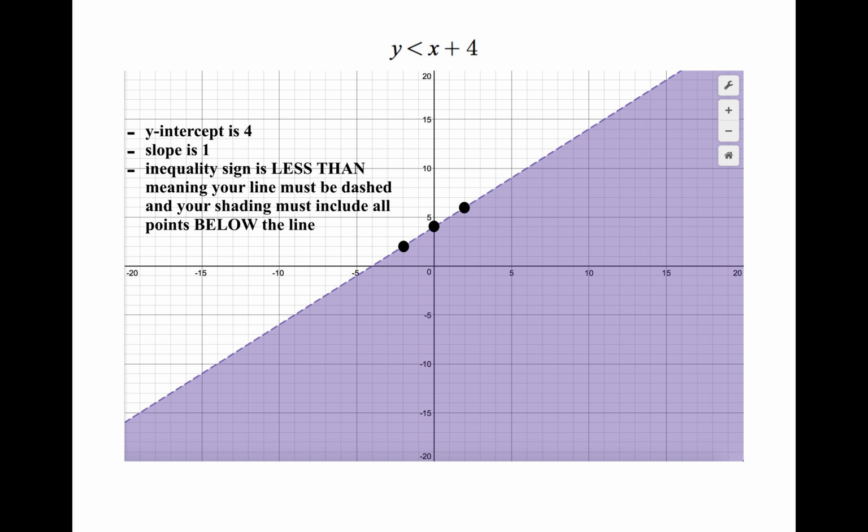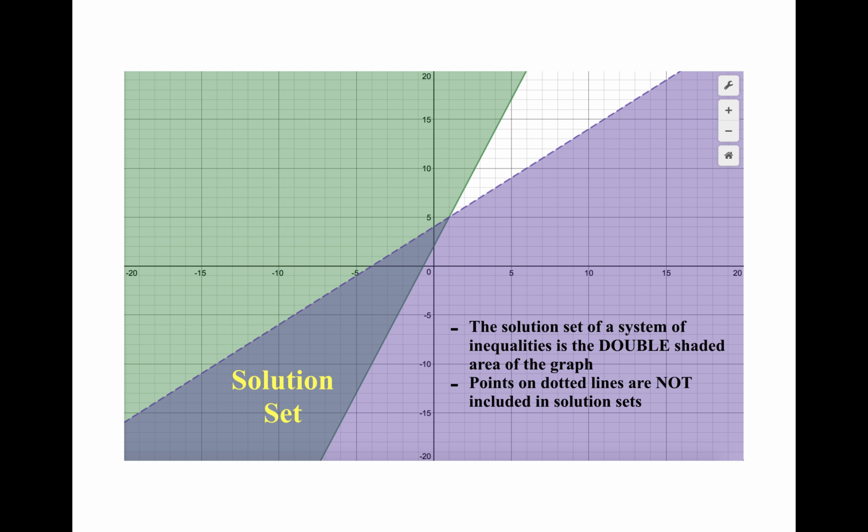Now let's graph our second inequality. We go about this in a similar manner. First, identify and plot your y-intercept, which is 4, and continue plotting points based on your slope, which is 1. Now this time our sign is less than, meaning we have to connect our points with a dashed line and shade below. Since this is a system of inequalities, you would in fact graph these lines together rather than apart, and it would look like this.